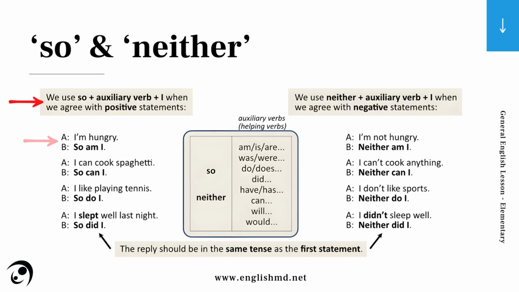I'm hungry. So am I. I can cook spaghetti. So can I. I like playing tennis. So do I. We use the pattern neither plus auxiliary verb plus I when we agree with negative statements. I'm not hungry. Neither am I. I can't cook anything. Neither can I. I don't like sports. Neither do I.